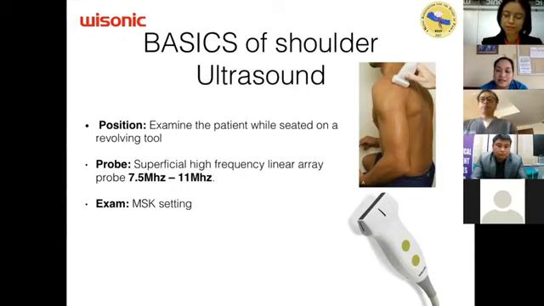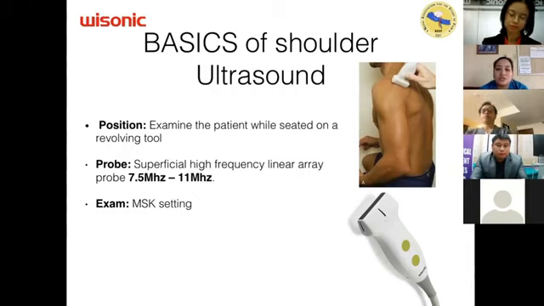But the guidelines of many societies and many countries still strongly recommend examining the patient for shoulder ultrasound in the sitting position. The reason being that if the patient is seated on a revolving stool, we can easily access the anterior, the lateral, as well as the posterior aspect of the shoulder. At the same time, we can compare it to the contralateral side.